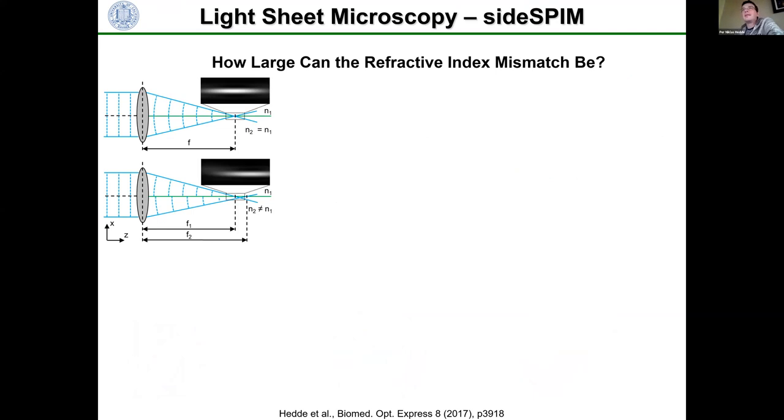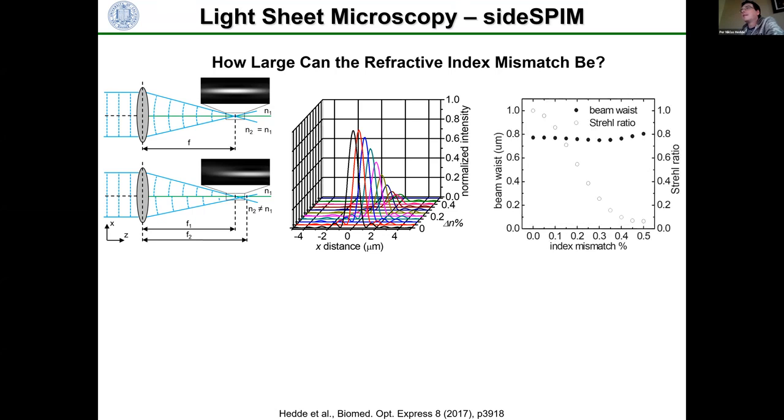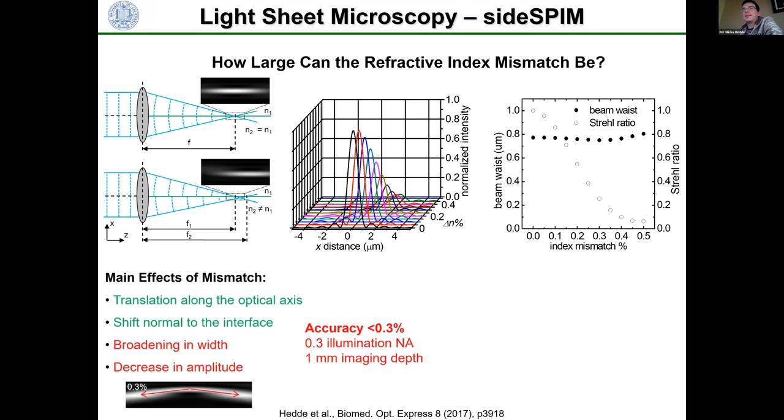We also did some calculations on how large the mismatch can be before you get noticeable aberrations. And here you can see the cross-section of this beam that is used to generate the sheet of light. You see the intensity profile as a function of the refractive index change in percent. So we saw that the beam starts to diverge at about 0.3 or 0.4% of mismatch in refractive index, and you can also see that the amplitude goes down a lot.